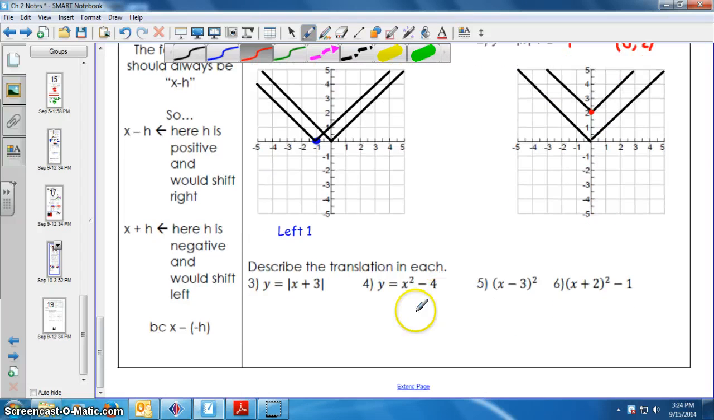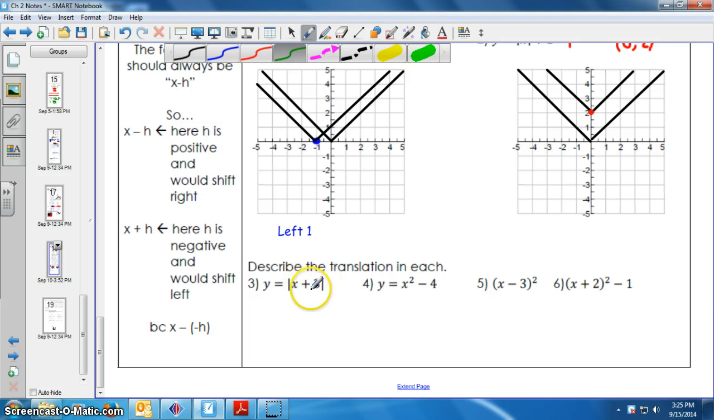So let's go ahead and describe the transformation that's taking place on 3, 4, 5, and 6. And I know they're not all absolute value, but that's okay. We can still describe that transformation. So think horizontal, hug the inside. So inside stuff is horizontal movement. Anything on the outside is going to be vertical movement. So for number 3, we have inside, so that's horizontal, and we have to think opposite.